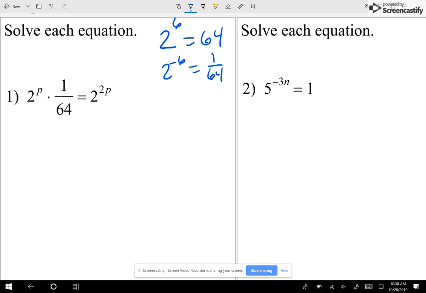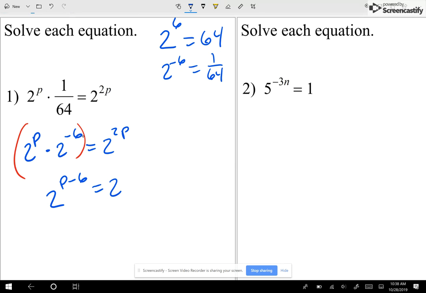All right, let me review that. So I can write 1 over 64 as 2 to the something. Let me rewrite this as 2 to the p times 2 to the negative 6 is equal to 2 to the 2p. I just wrote everything in terms of the same base. Reviewing the multiplication, I know I have to add the exponents. So I have 2 to the p minus 6 is equal to 2 to the 2p.